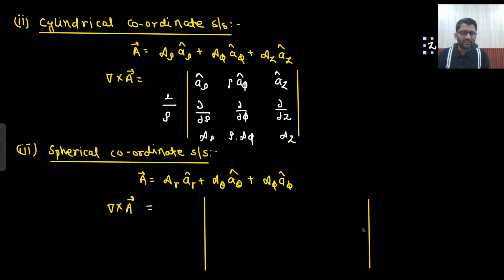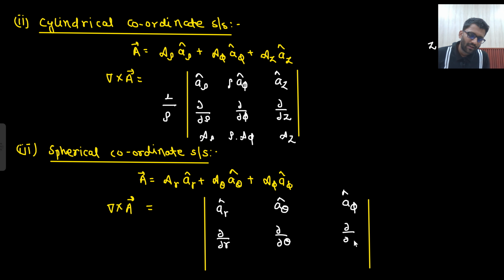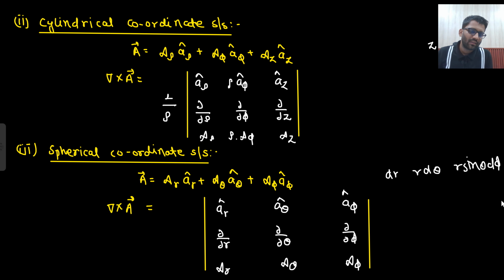Try writing for this in the same manner. What are you going to write? r, theta and phi, right? Then d by dr, d by d theta, and d by d phi. Then ar, a theta, a phi. Now I will write dr, r d theta, r sin theta d phi, right?